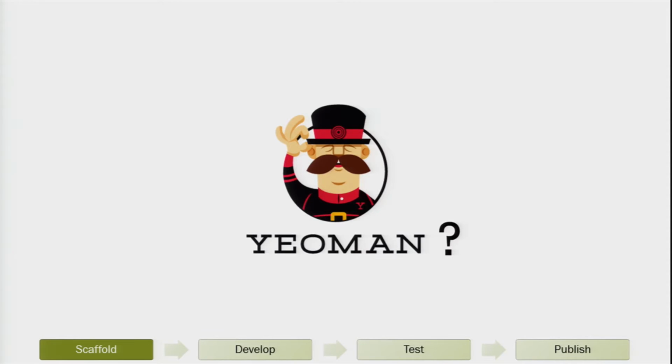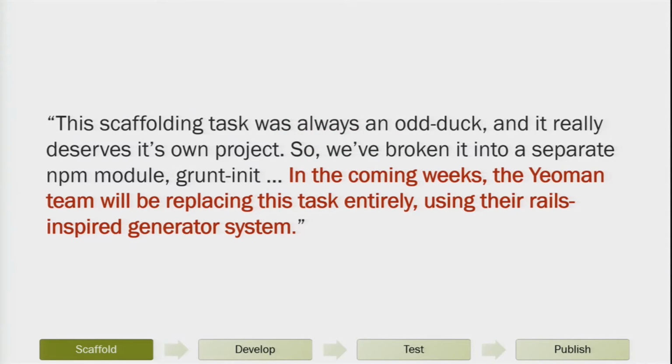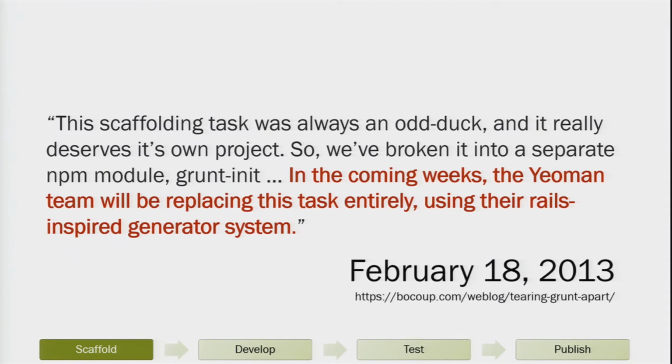To the point where the Grunt team, I found this in a blog post from Bocoup, they had pulled Grunt init out of the core Grunt module, but then basically said, you know what, in a few weeks we're just going to replace it anyway because Yeoman's coming. This was in February of 2013, so I don't know what happened in the coming weeks. They still mention Grunt init in the documentation for this is how you scaffold a plugin.